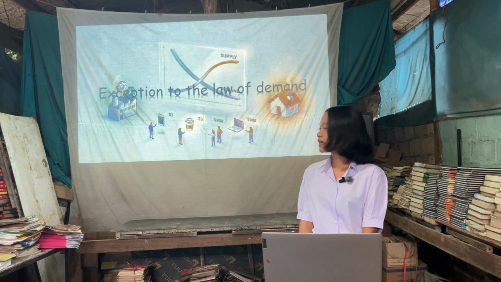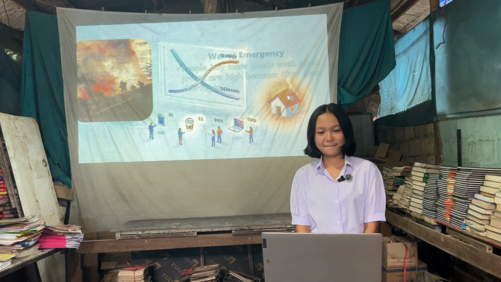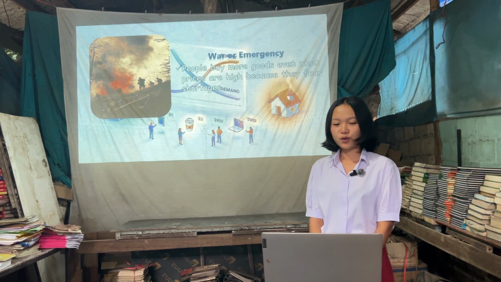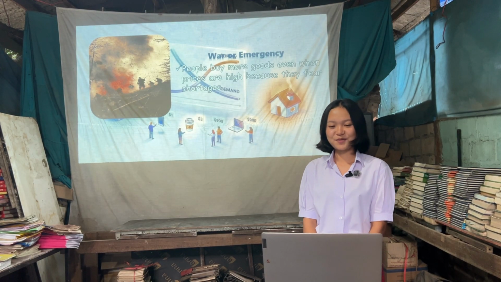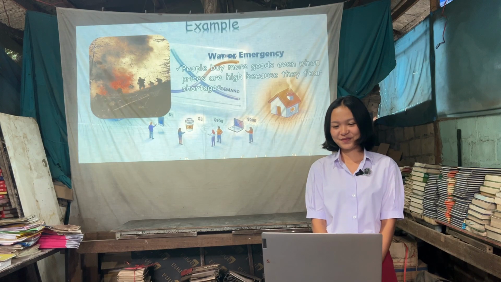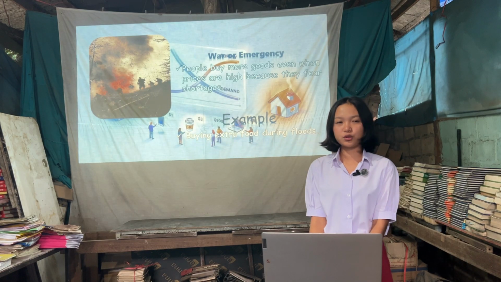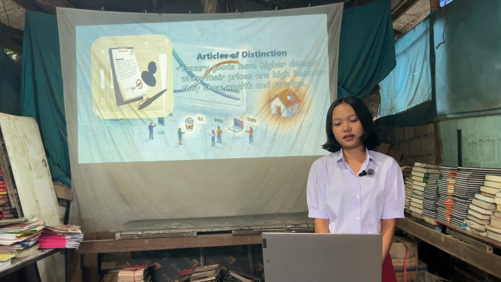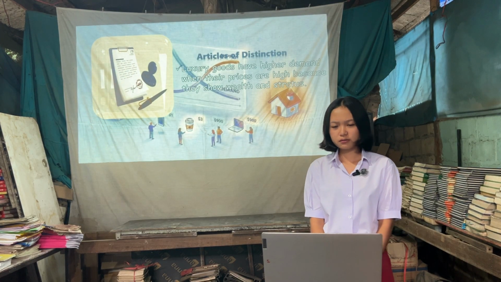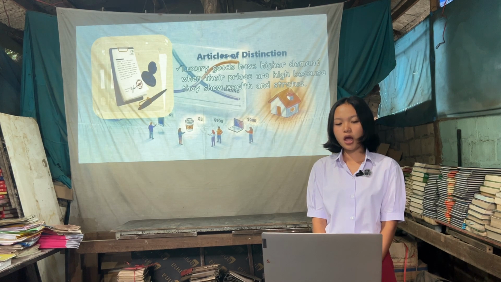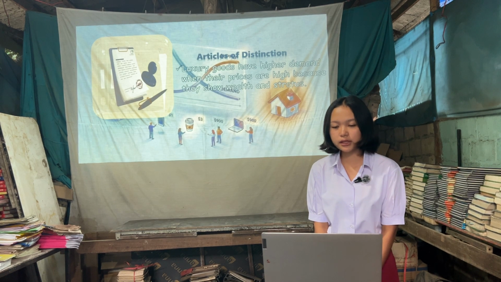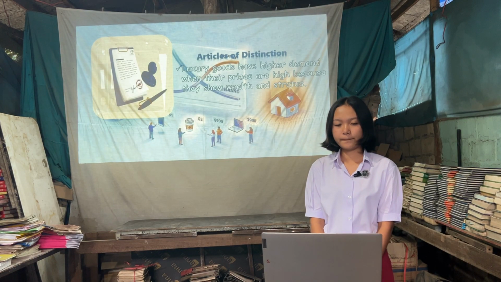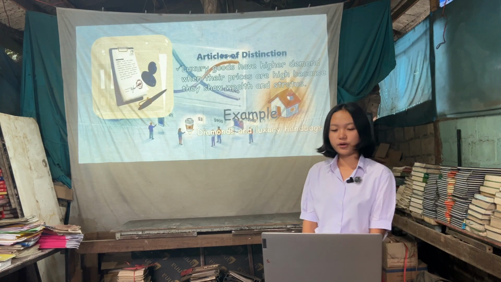Now for the exceptions to the law of demand. The first is war or emergency. People buy more goods even when prices are higher because they fear a shortage. For example, they buy extra food during a flood. Next, articles of distinction: prestige goods have higher demand when their prices are high because they show wealth and status. For example, diamonds and designer handbags.